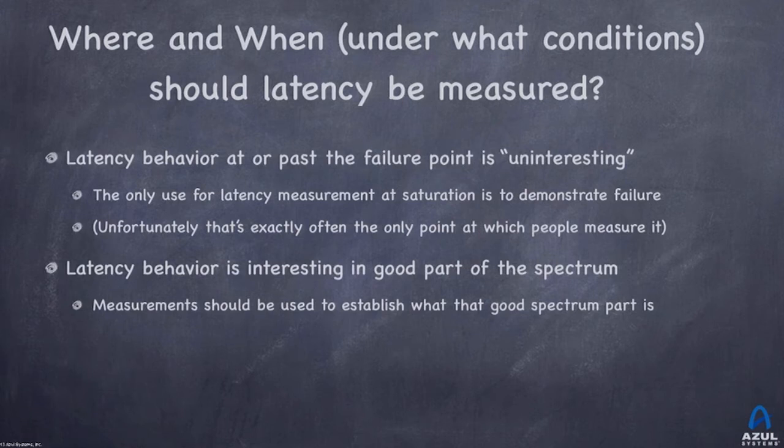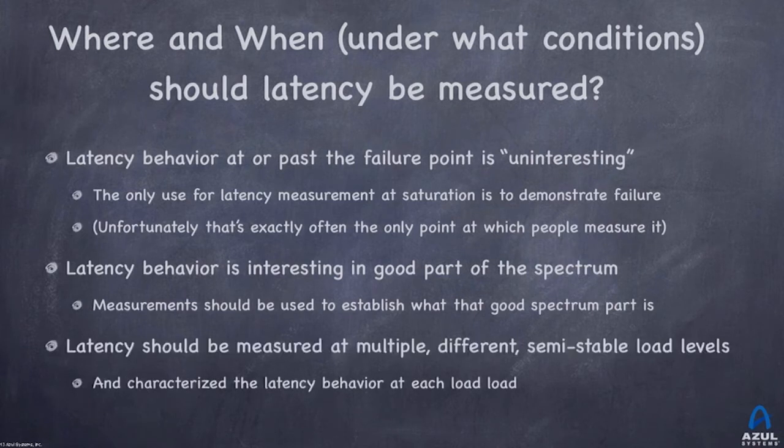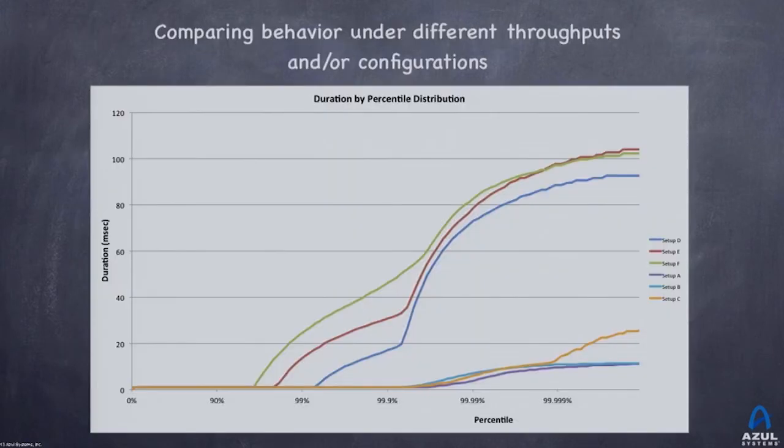Latency is interesting in a very wide part of the spectrum, which is the good working part, everything from idle until you break, and very importantly, where you think you're going to run in production. And you should measure latencies at multiple different workloads, not one. There's no good way to characterize latency by measuring exactly one point because you don't know what it's actually sensitive to. So you want to measure at multiple points.